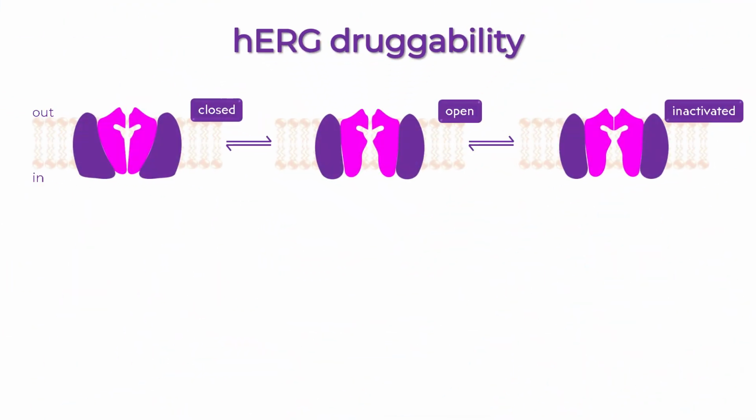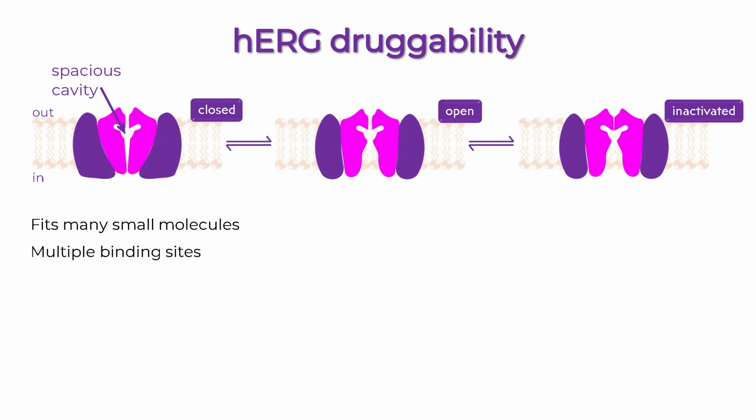Something you might have noticed about the hERG channel structure is the presence of a spacious central cavity just below the selectivity filter. Many small molecules can fit inside the cavity. Also, there are multiple potential binding sites formed by aromatic and polar residues lining the inner surface, which allow the channel to interact with a wide variety of chemical groups.